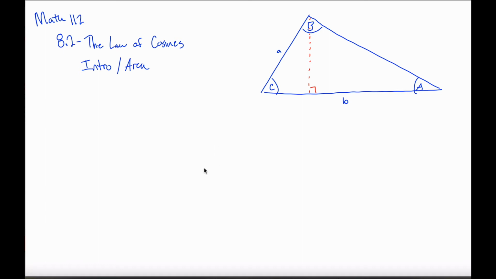All right, the last section of our class, 8.2. In 8.2, we learn about the law of cosines, kind of similar to the law of sines, except it doesn't have that annoying ambiguous case, so I think you'll end up liking this one a little bit more.